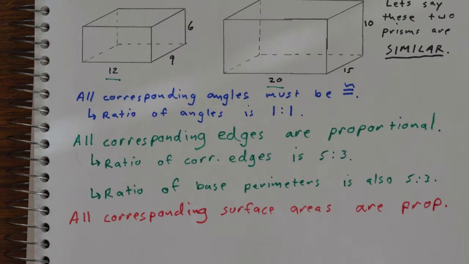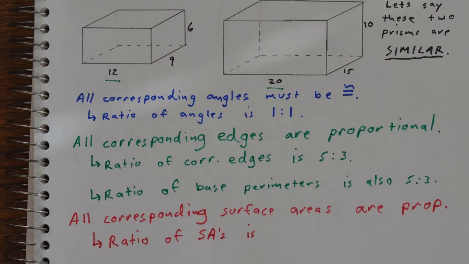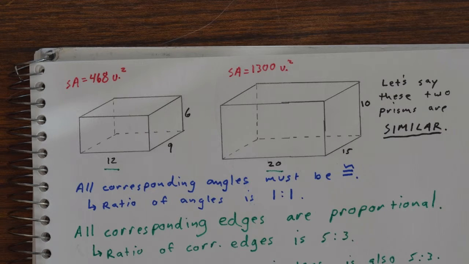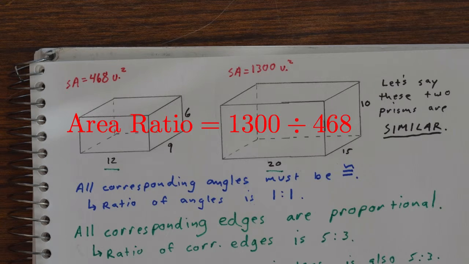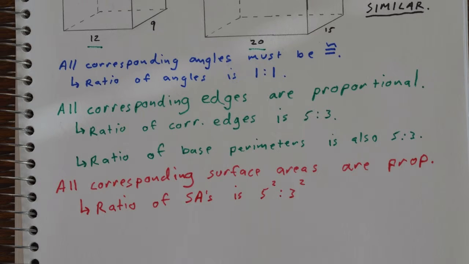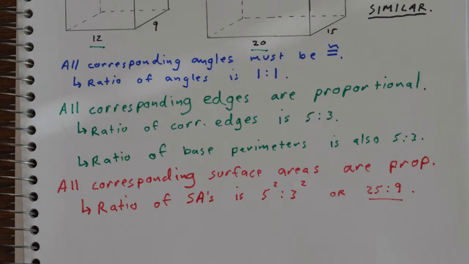Now, all corresponding surface areas are also proportional. However, they're not going to follow the same ratio. They're not going to follow 5 to 3. Instead, if we take, let's say, the total surface areas, that area ratio, 1300 divided by 468, ends up being 25 to 9, which is related to 5 to 3. Right? The surface areas are 5 squared to 3 squared. And so any of those surface area measurements, the two-dimensional measurements, will follow that squared ratio.